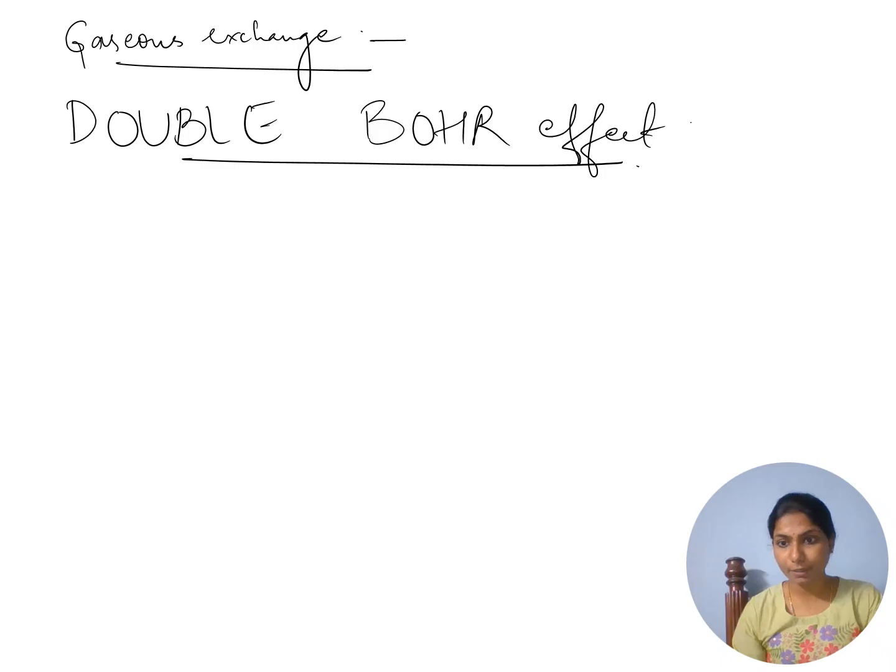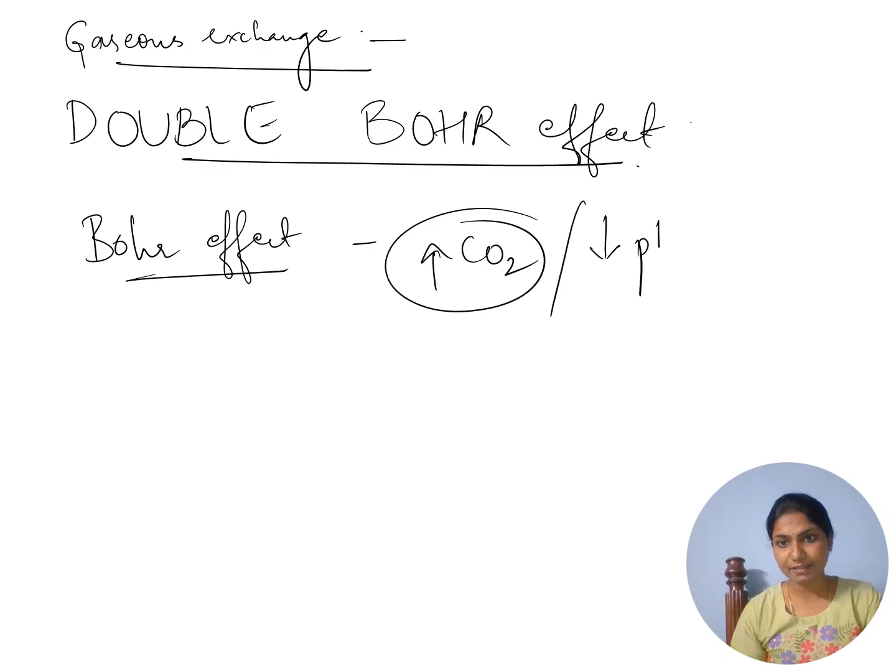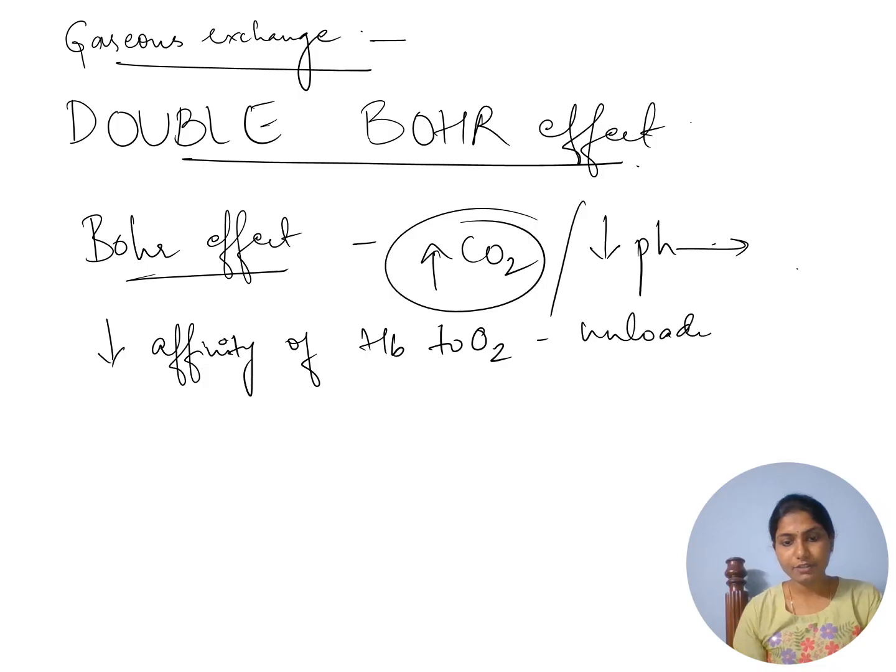Before knowing about the double Bohr effect, we have to know what the Bohr effect is. Whenever there is an increase in carbon dioxide concentration or a decrease in pH, what will happen? There is a decrease in the affinity of hemoglobin for oxygen. So there is unloading of oxygen from the hemoglobin, and that is why oxygen transfer will occur.